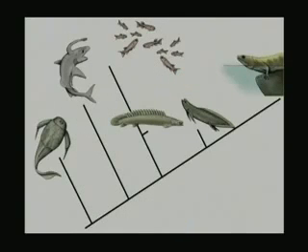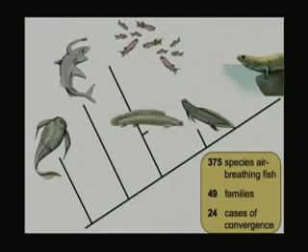Finally, I want to talk about another thing that living fish tell us about, and that's their breathing. If you look at fish that are alive today, they have evolved many different patterns of breathing. They breathe air. In fact, there are at least 375 different species of air-breathing fish. They exist in 49 different families, and there may be 24, probably a whole lot more, cases of a different evolution of air breathing.